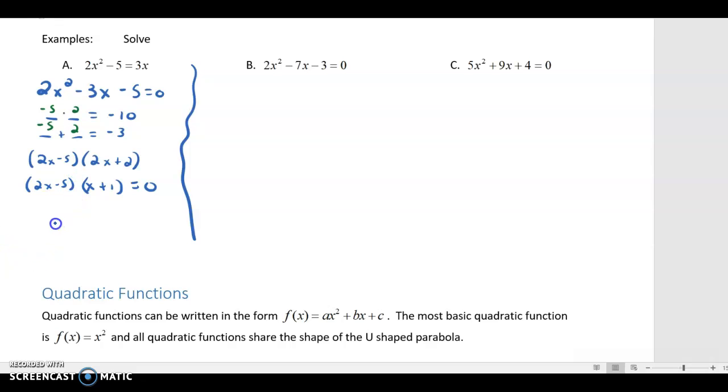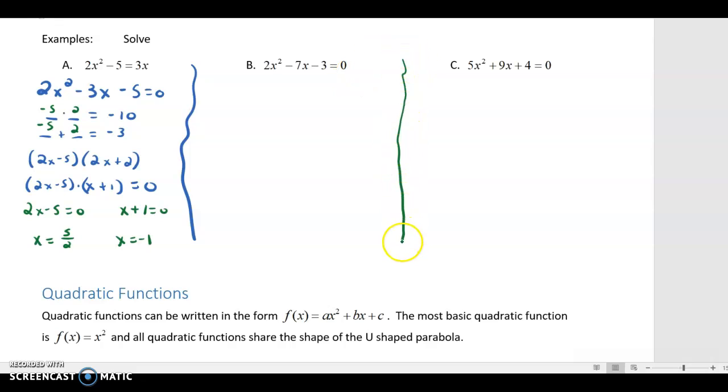But once we have both of these things multiplied together and factored, we can set them independently equal to 0. So 2x minus 5 equals 0. x plus 1 equals 0. So isolating x here, we'll get x is 5 halves and x is negative 1. Okay. So two solutions for that quadratic.